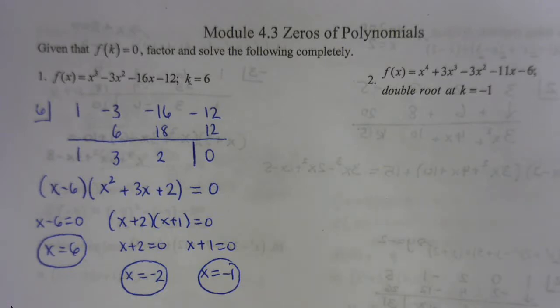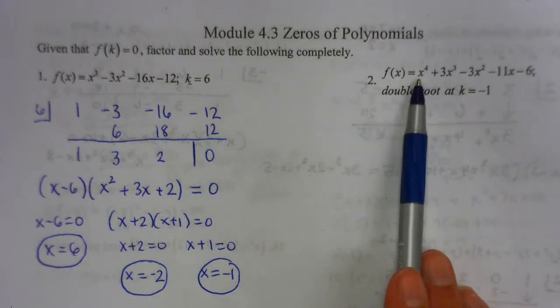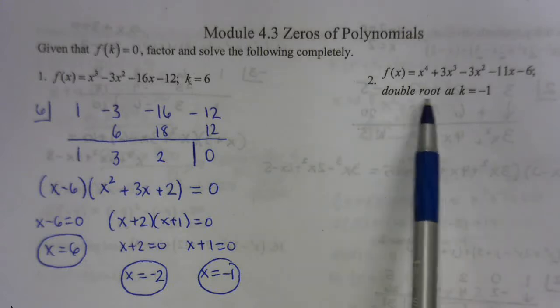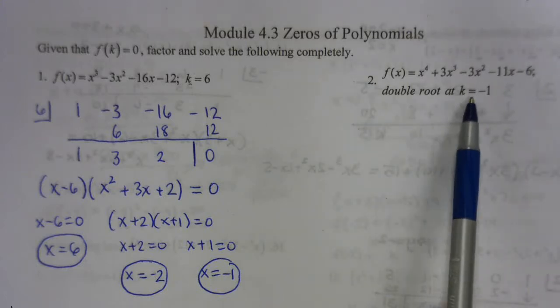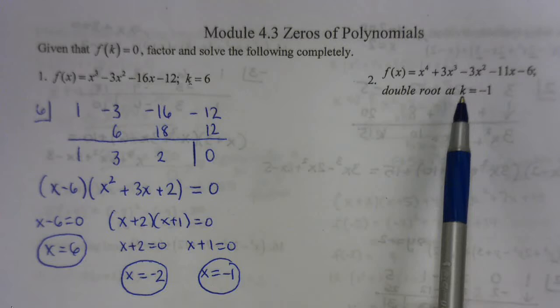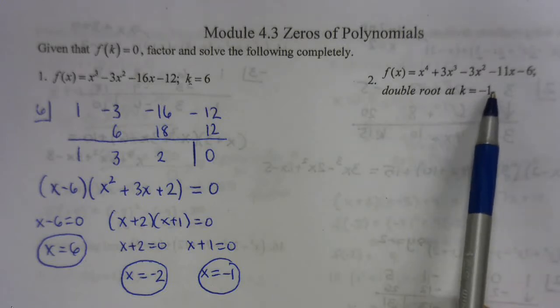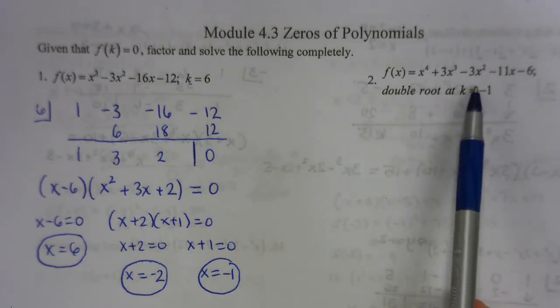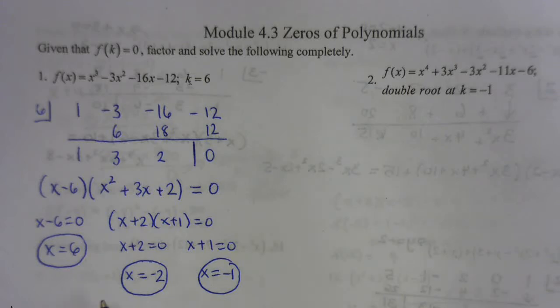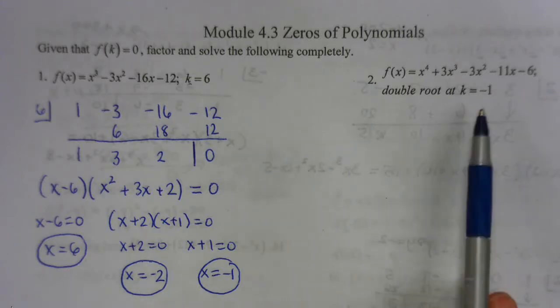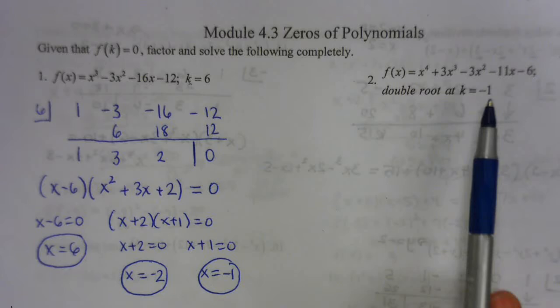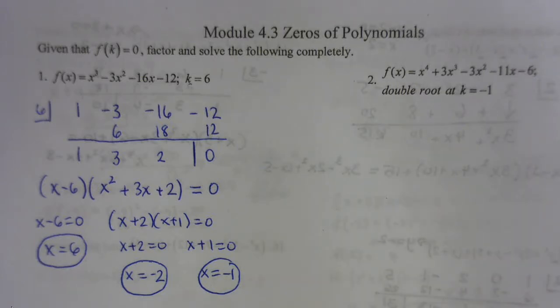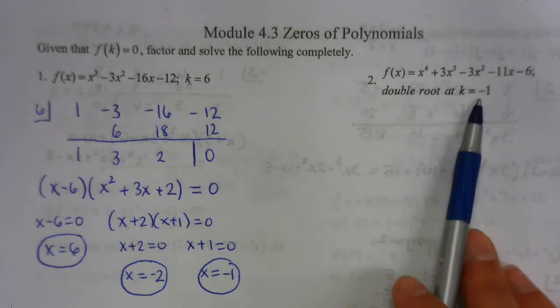On problem number 2, again, I said it was an x to the 4th. It means that we're looking for 4 zeros. It tells me that I have a double root at k equals negative 1. That means that I need to do synthetic division twice with the same value. So I have two answers like we had over here, they're just both negative 1. So again, I'm going to do synthetic division twice with a negative 1.